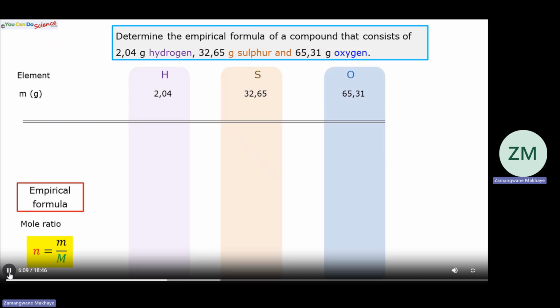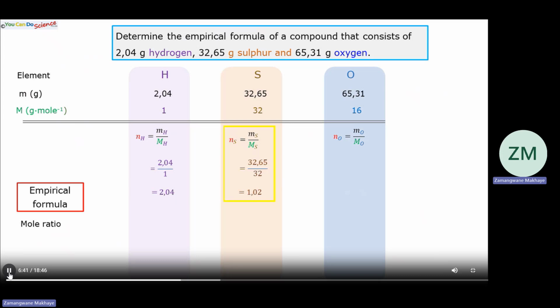To determine the number of mole, you must get the atomic masses from the periodic table. Hydrogen 1, sulfur 32, and oxygen 16. The number of mole of each element is calculated with this equation. Now substitute the values into the equations and calculate the number of mole hydrogen, number of mole sulfur, and number of mole oxygen.